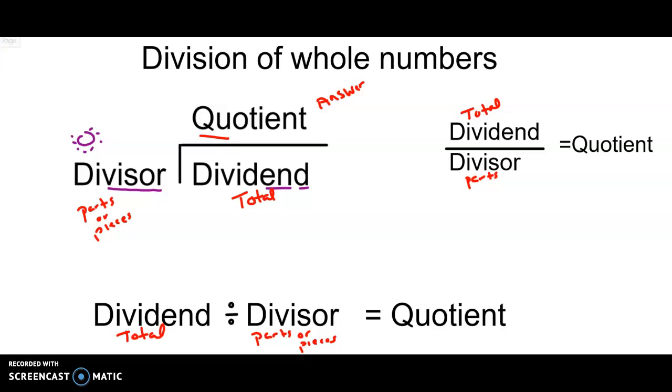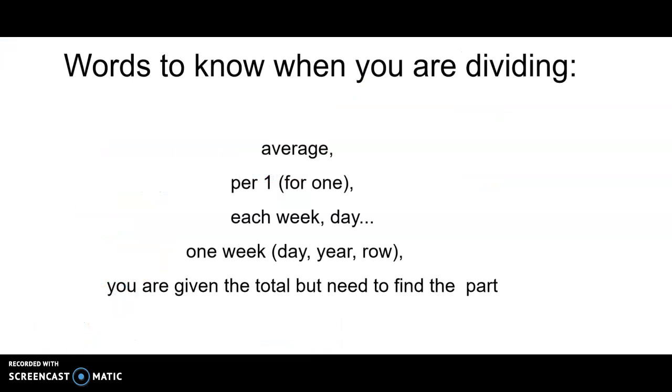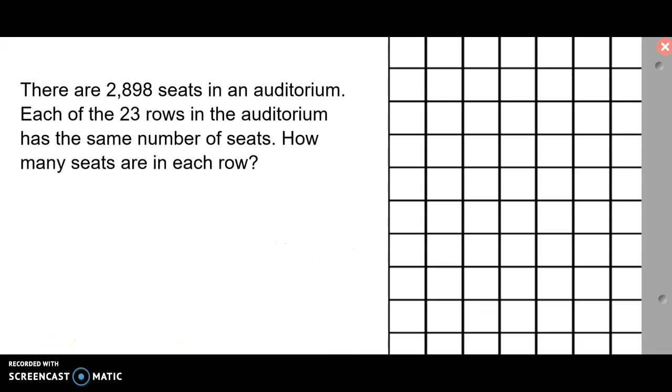All right, now, let's go ahead and write these words in. Now, make sure you pause this. These are words you need to know when you're dividing. You're going to look for the average per one or for one, each week, each day, each row, each year. You're looking for 1 week, 1 day, 1 year, 1 row. Or you're given the total, which is your dividend, but you need to find the part, which is your divisor. All right, go ahead and push pause. All right, now that we know what words to look for, let's do a problem.